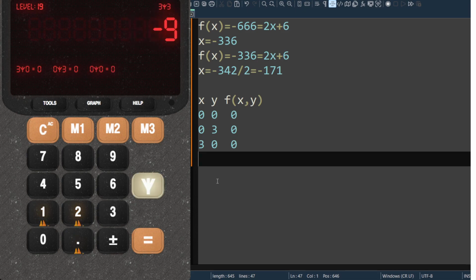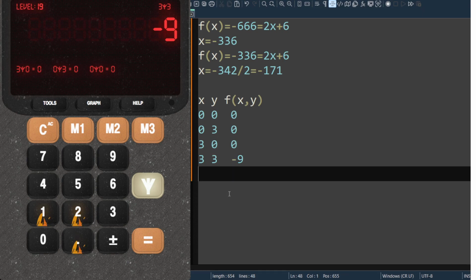Minus 9. 3, 3, minus 9. Okay, I think we can already do this. No, 222 doesn't work, 111 doesn't work. We didn't want to make it too easy. I can't do 0.5, damn it.